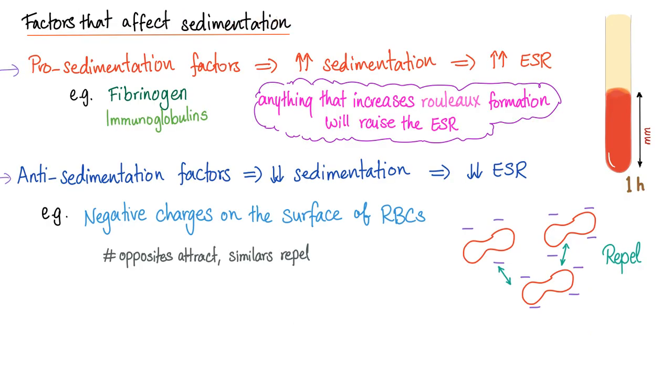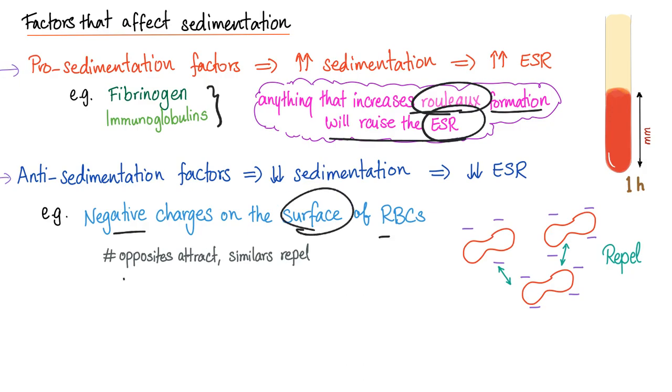Factors affecting sedimentation. We have pro-sedimentation factors that are increasing the sedimentation and increasing the ESR, or anti-sedimentation factors decreasing sedimentation and decreasing ESR. The pro factors are fibrinogen and immunoglobulins. Basically, they are plasma proteins. Anything that increases rouleau formation, which was the first stage in sedimentation, will raise the ESR. Anti-sedimentation factors such as negative charges on the surface of red blood cells. As you know, opposites attract, similars repel. Physics, baby.